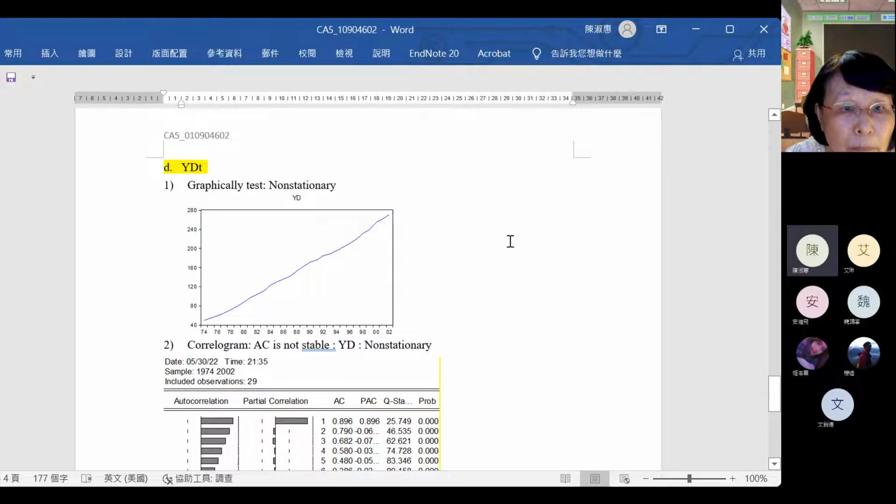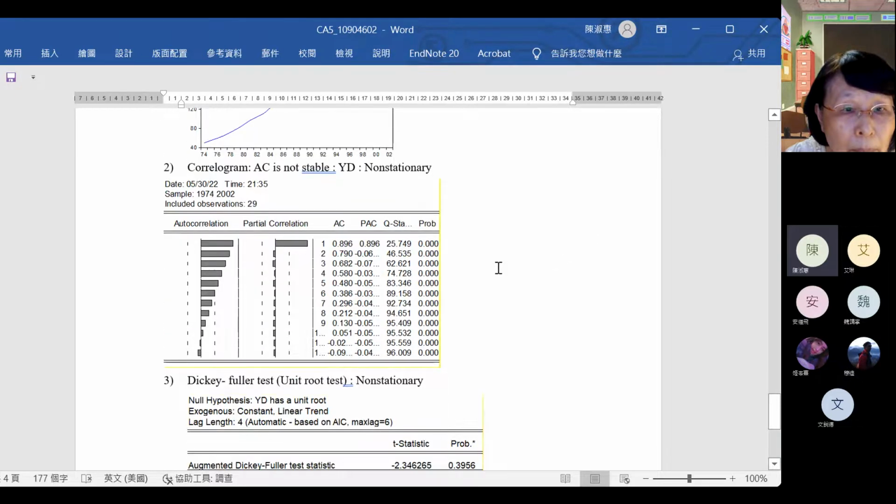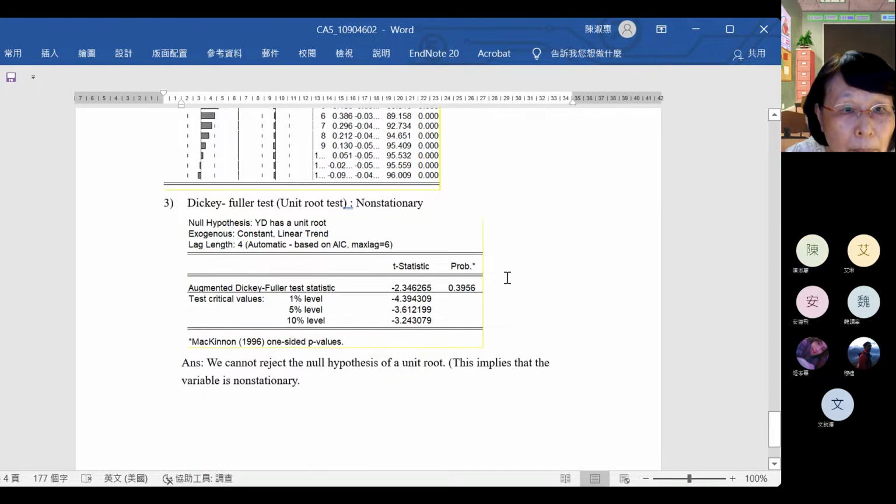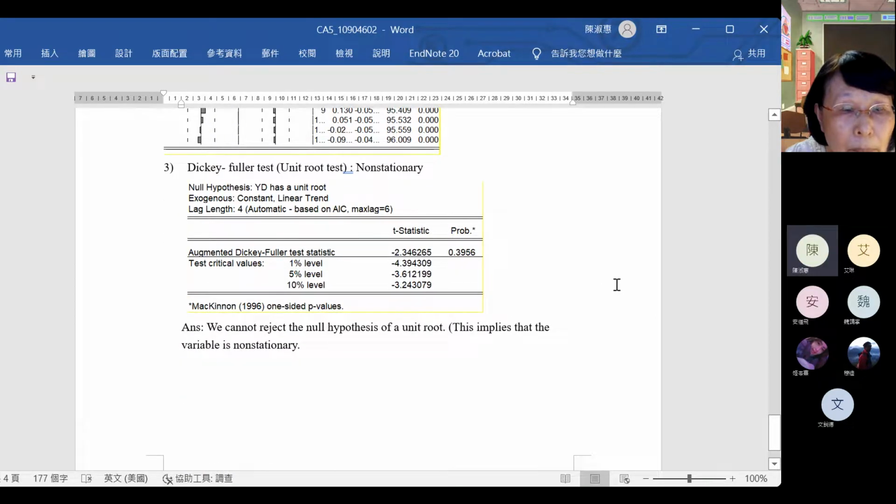And the last part is YD. It is non-stationary from the graphical test and the autocorrelation, a similar situation. And the Dickey-Fuller test is still 0.39, so it is much higher than 0.05. So I still do not reject the null hypothesis of a unit root. So that's all my study. Thank you.